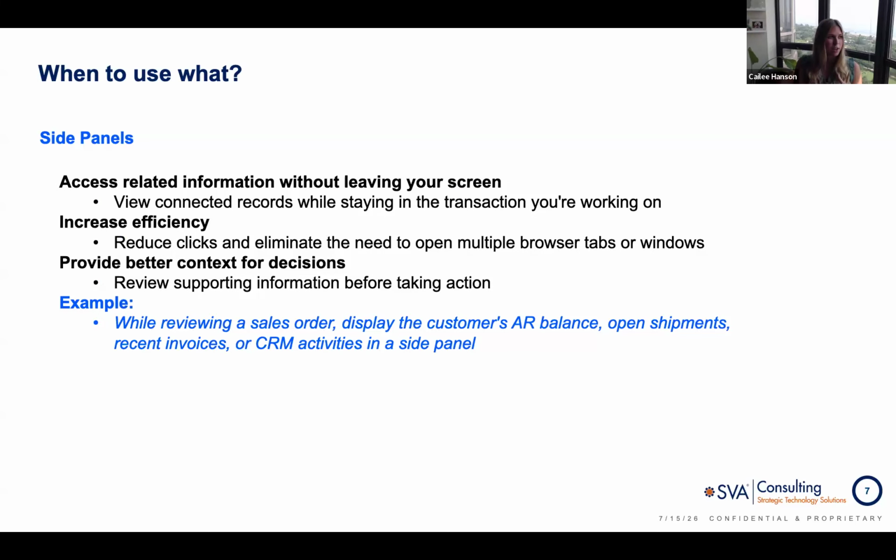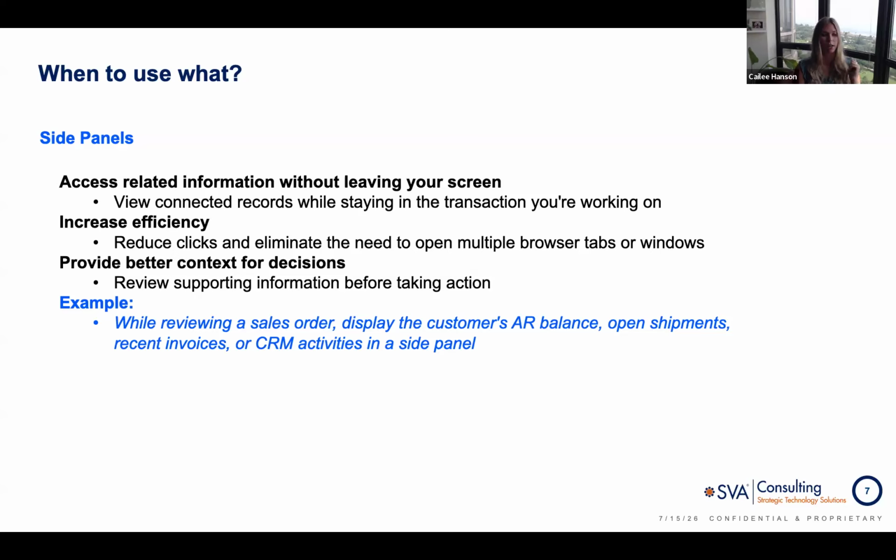Side panels, again, we saw a couple examples of that, but essentially reducing clicks as we're going through and seeing their data, not having to go to multiple different screens to see it as well. And then how can we see things like supporting information or additional contacts that might feed what we're seeing on a generic inquiry view as well.